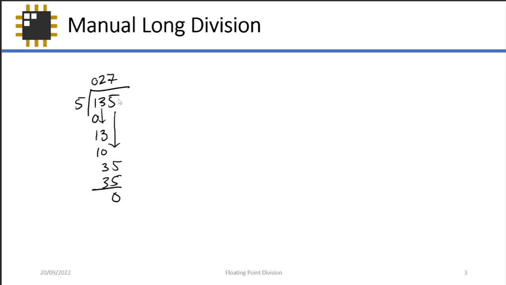So we've spent all of the digits already, and we have everything aligned with each other. So we have remainder 0, and the answer is 27.